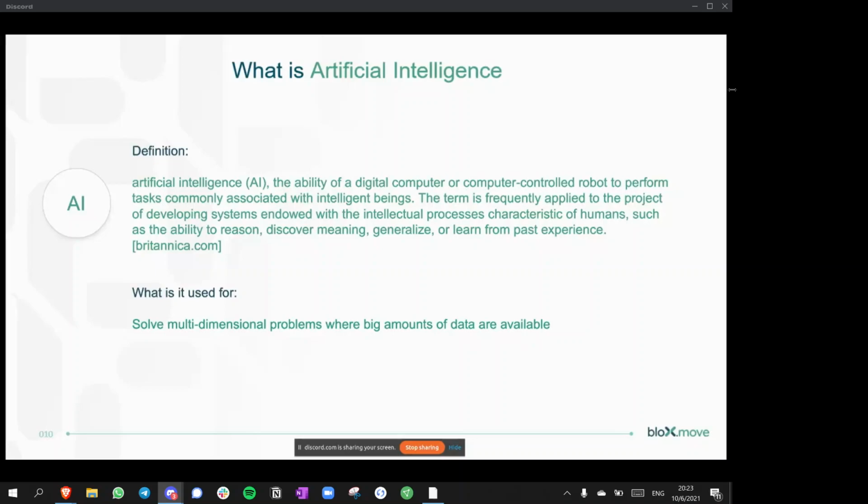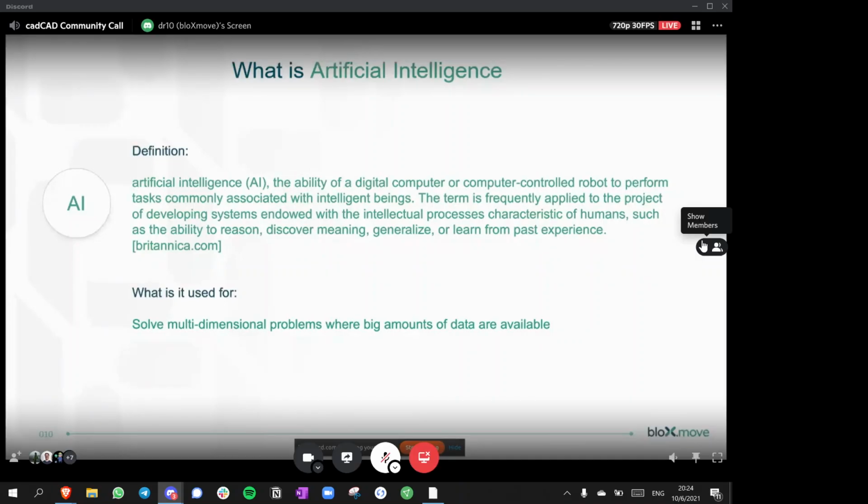This is something to be discussed. And the scope of application is meant to be multidimensional problems where a big amount of data is available. Big amount of data and big amount of good data, because artificial intelligence needs to learn from the data, and if the data is not okay, or if the data does not properly represent the reality that we want to analyze, of course the algorithm and the process are not going to be representative.